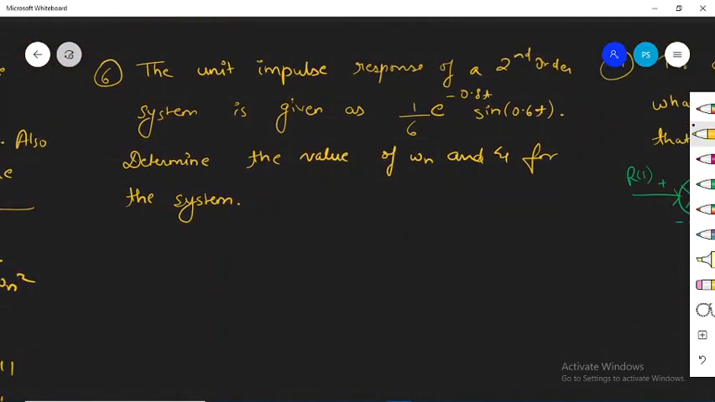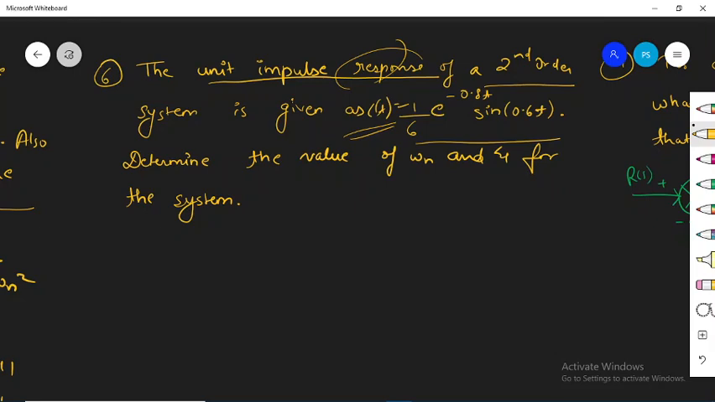Next question. The unit impulse response of a second order system is given. Now this you should know that the input that you are applying is not unit step, but unit impulse. So the unit impulse response of the second order system is given as 1 divided by 6 e to the power minus 0.8t sine 0.6t. So this is the value of c(t) that they have given. Response means the output for the system that they have given.